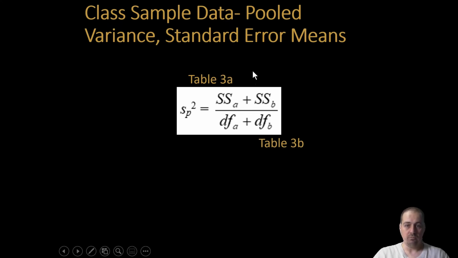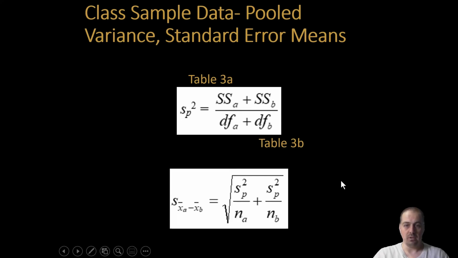From table 3A, which is your student data, you've already calculated your sum of squares, and you already have your degrees of freedom. And from table 3B, you have your class sum of squares and your class degrees of freedom. So you just add the top, add the bottom, and divide. And so this is your pooled variance.